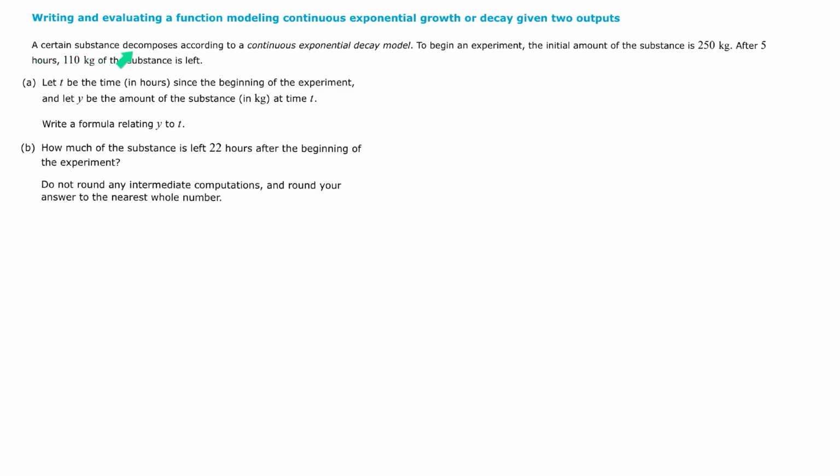A certain substance decomposes according to a continuous exponential decay model. To begin an experiment, the initial amount of the substance is 250 kilograms. After 5 hours, 110 kilograms of the substance is left. Let t be the time in hours since the beginning of the experiment. Let y be the amount of the substance in kilograms at time t. Write a formula relating y to t.